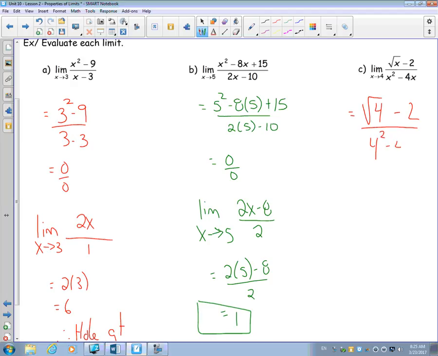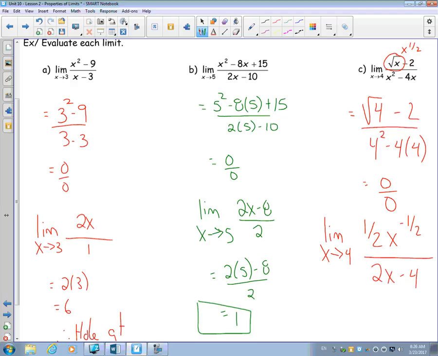All right, 4 squared minus 4 times 4. All right, so we'll get 2 minus 2 on top, which is 0, and 16 minus 16 on bottom, which is 0. Now this one would be pretty messy to work with, because it's got radicals in it, and there's some factoring you could do on the bottom, so we want to try to avoid that. Let's try taking the limit of the derivative. So as x approaches 4, the derivative of x to the half, because that's really what that means, right? Would be 1/2 x to the negative 1/2. On the bottom, we'll get 2x minus 4.